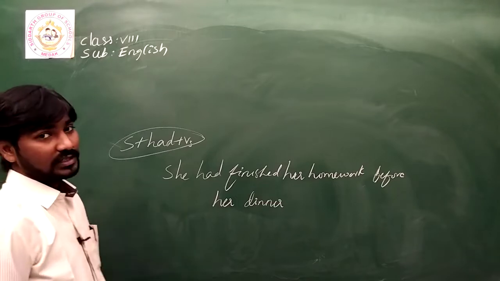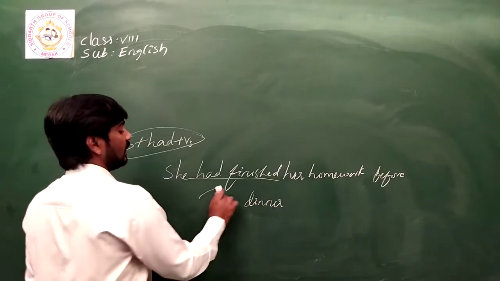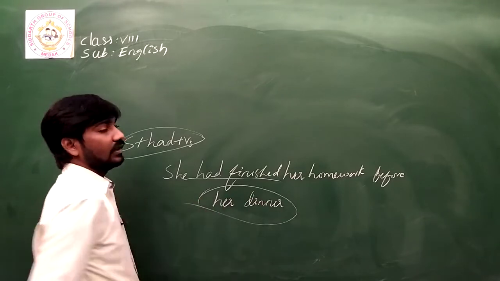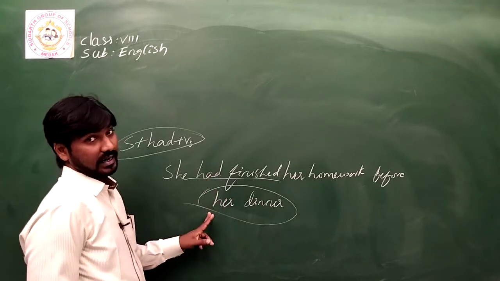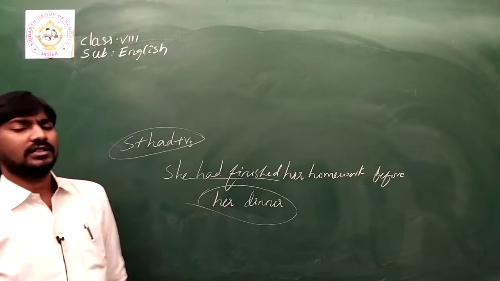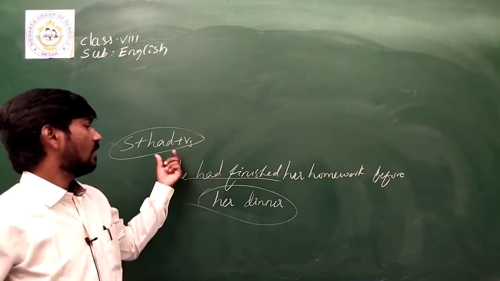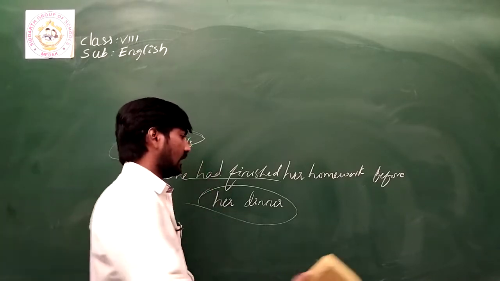See here, which action has been finished first? She had finished her homework first, later her dinner. So first action and second action. When we have two or more past actions, if you want to talk about the first completed past action, we have to use past perfect tense.